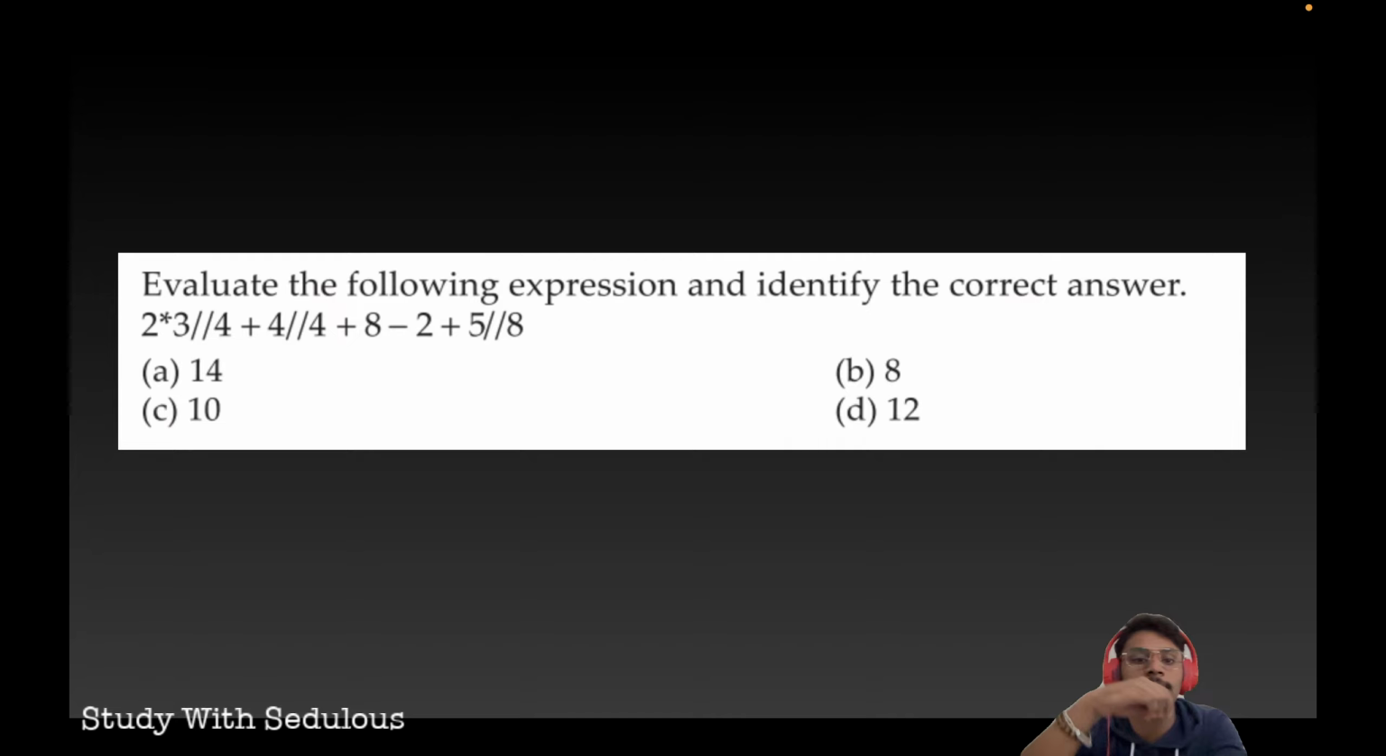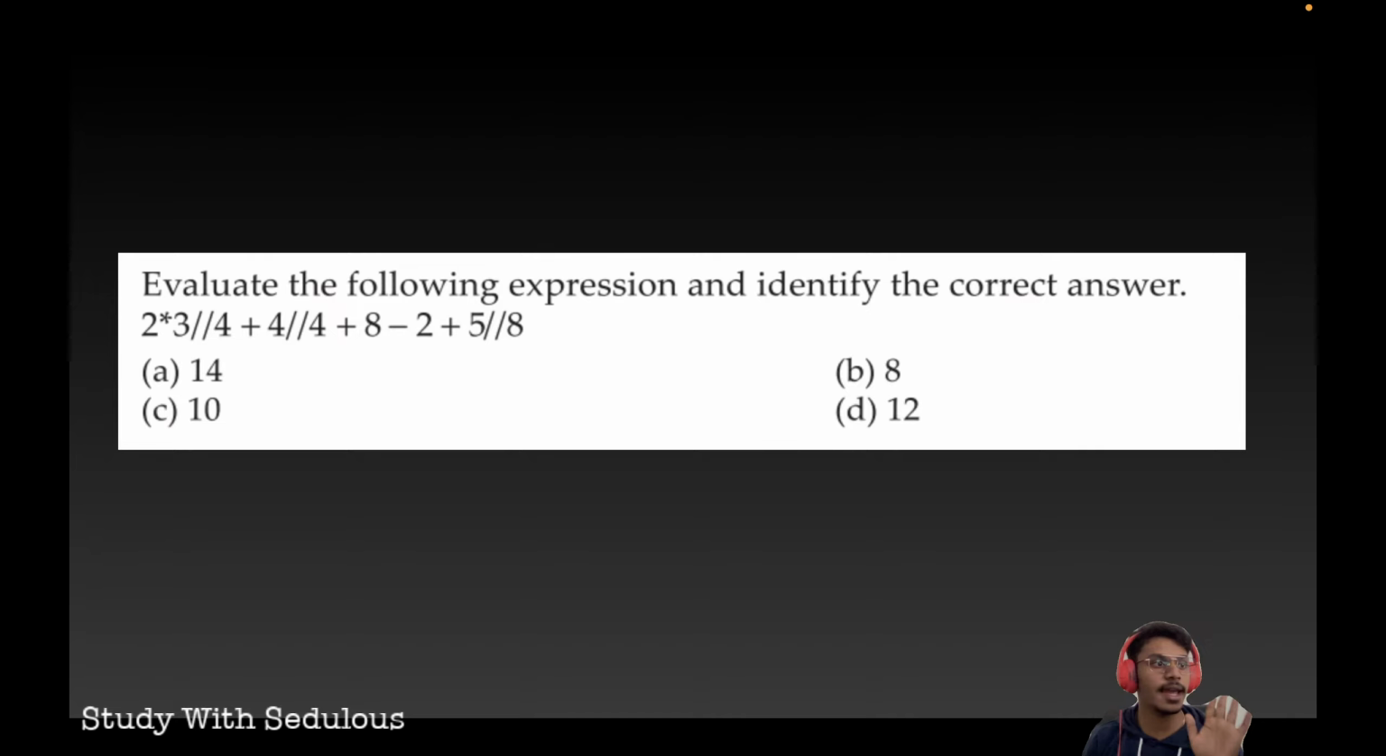2 into 3, we'll get 6. Divide by 4. What will that be? 1. Okay, 1 plus 4 by 4 is 1 itself. 1 plus 1, 2. 2 plus 8, 10, minus 2, 8 itself, plus 0. It will be 10? Yeah, we were right only.